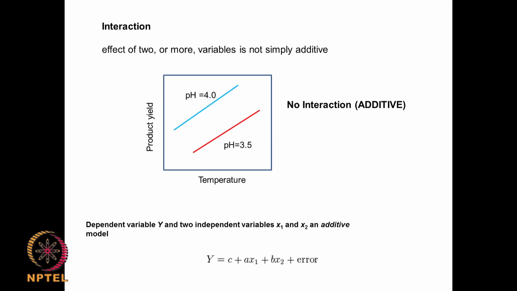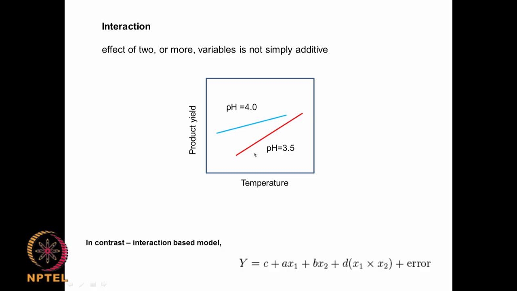But on the contrary, you could have a situation like this, where at pH equal to 3.5 you are changing temperature, your product yield goes up, but at pH equal to 4 your product yield does not go up in the same way, it goes up and almost remains the same, right. So, there is an interaction between pH and temperature. The performance of the fermentation process does not change linearly with temperature, but also depends on what pH you are running at. At pH equal to 3.5 you have it like this, whereas at pH equal to 4 it is not going up in the same fashion, but seems to be falling down. So, there is an interaction between pH and temperature.